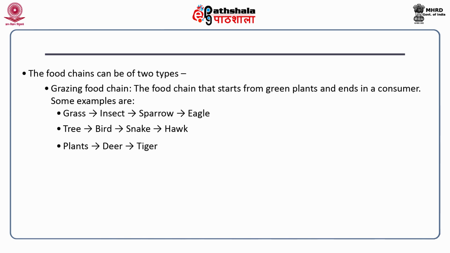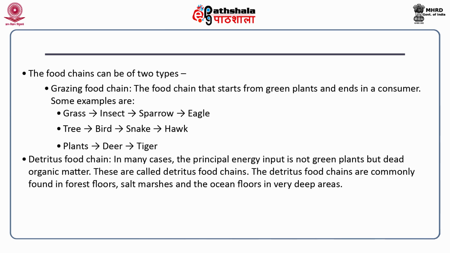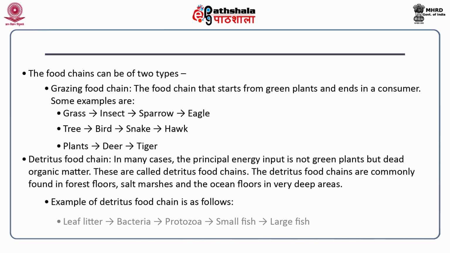Then the second type of food chain is the detritus food chain. In many cases, the principal energy input is not green plants but dead organic matter, and these are called detritus food chains. The detritus food chains are commonly found in forest floors, salt marshes, and the ocean floors in very deep areas. An example of a detritus food chain is leaf litter, then bacteria, then protozoa, then small fish, then large fish.